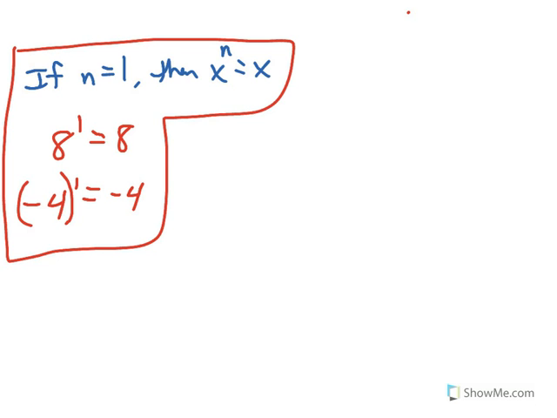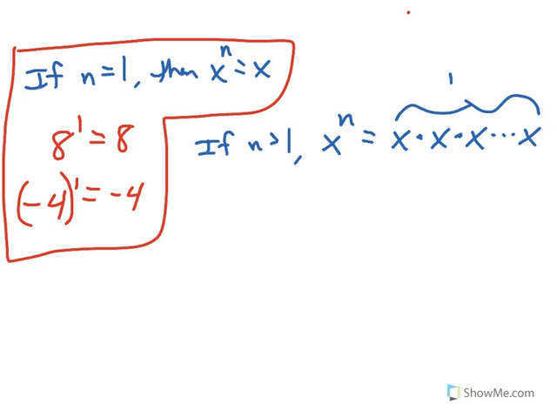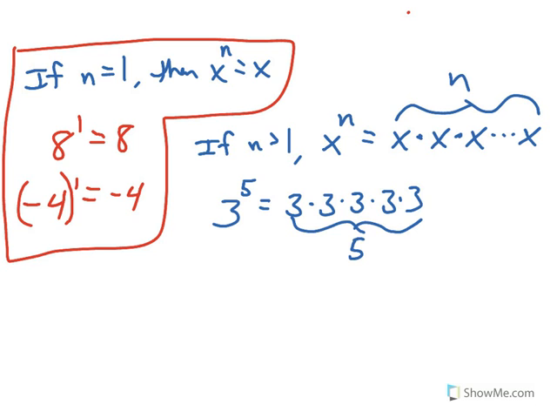Next definition for integral exponents. If n is bigger than 1, and keep in mind n is an exponent and it's an integer, then x to the n equals x being multiplied by itself n times. The number of x's here is n. There's n of those x's. Example, 3 to the 5th means 3 times itself 5 times. There are 5 of those.